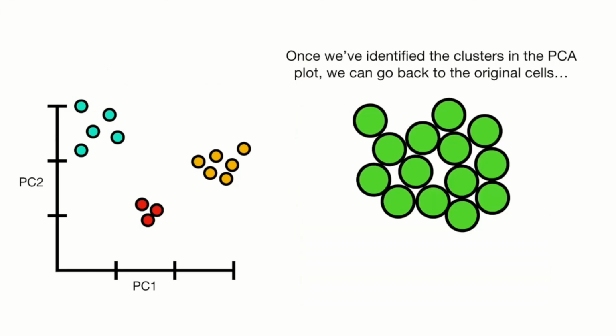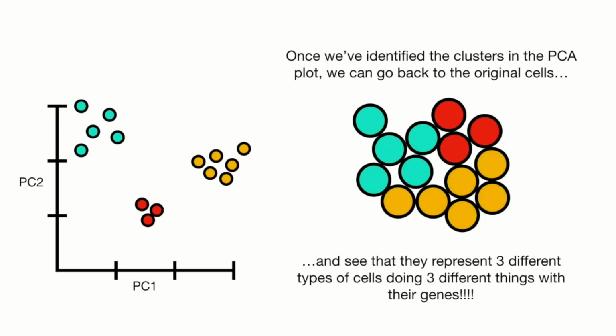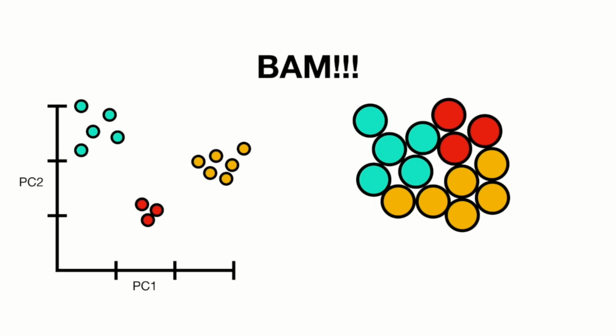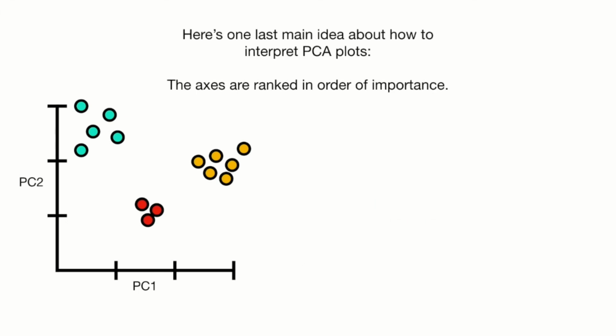Once we've identified the clusters in the PCA plot, we can go back to the original cells and see that they represent 3 different types of cells doing 3 different types of things with their genes. Bam! Here's one last main idea about how to interpret PCA plots. The axes are ranked in order of importance.